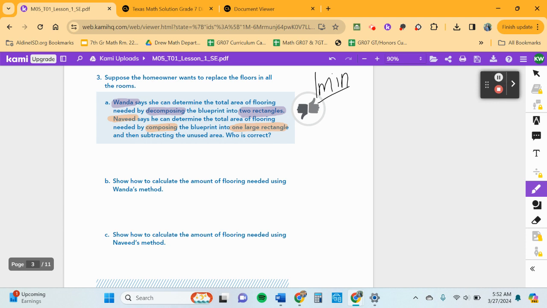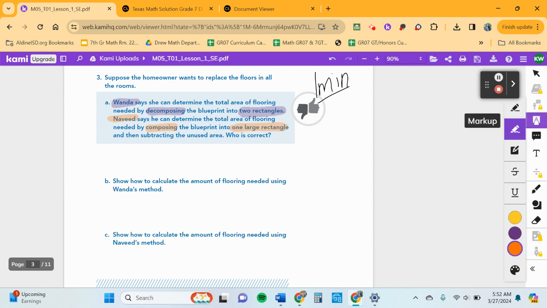Now, I don't want us to spend too much time on this one activity because we've got so much more learning to do. So I'm only going to give you 3 minutes to solve for the area using one of those methods. So either Wanda or Naveed's method. If you're going to do Wanda's method, show your work under B. If you're going to do Naveed's method, show your work underneath C.